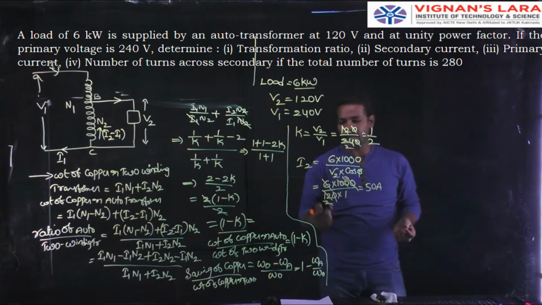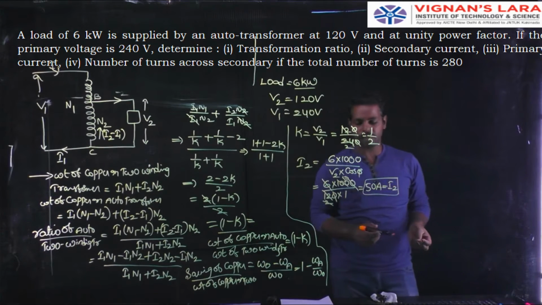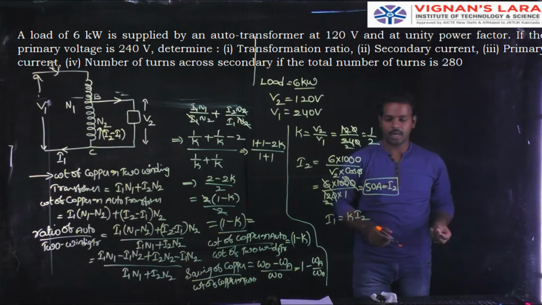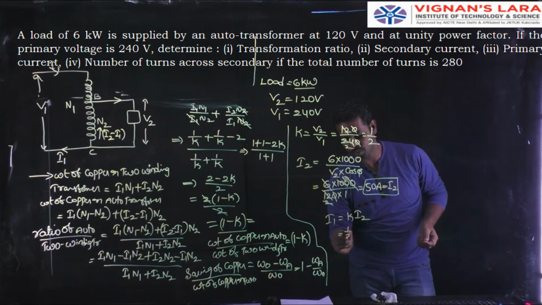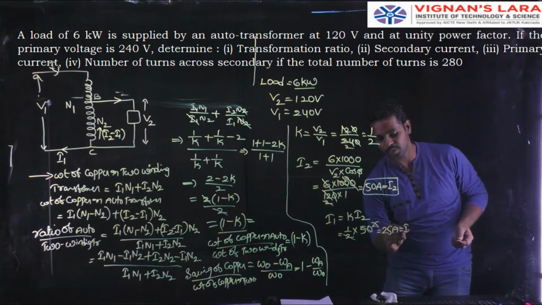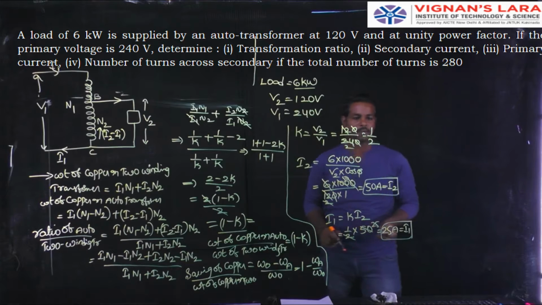So for the primary current, I2 is a known value. What is the relation between I2 and I1? I1 is equal to K times I2. K is equal to 1 by 2, so 1 by 2 into I2, which is 50 amperes, is equal to 25 amperes. I1 is equal to 25 amperes.